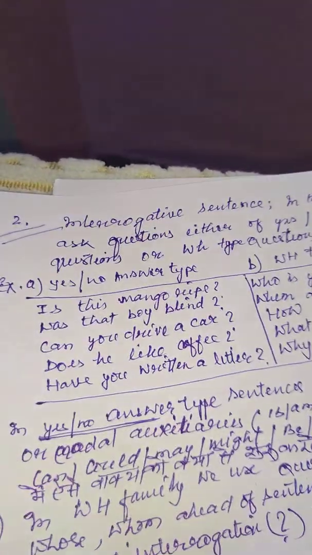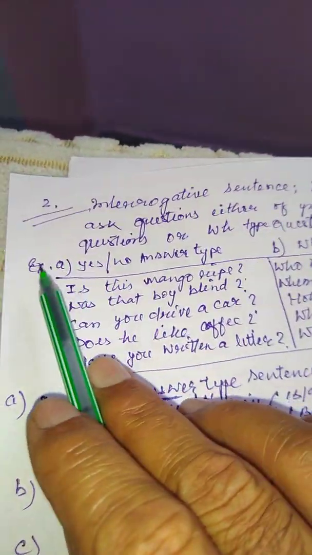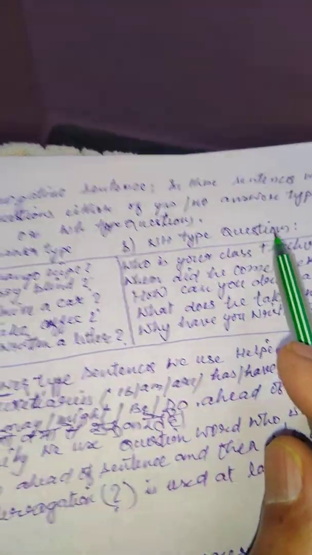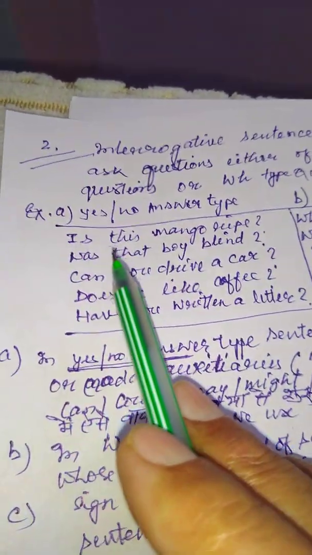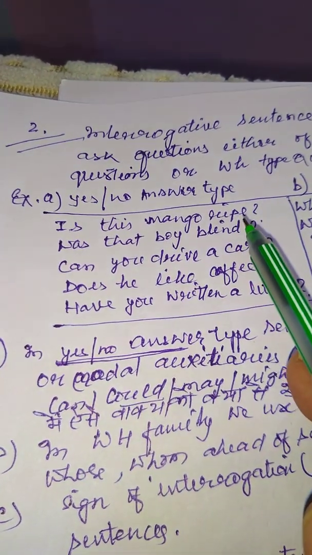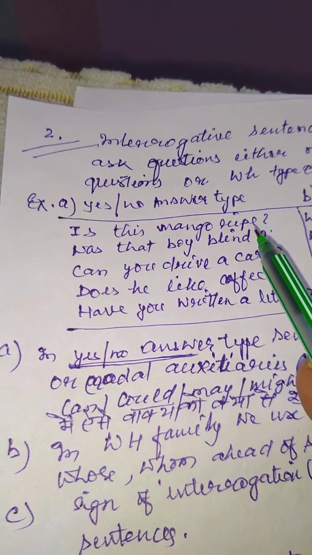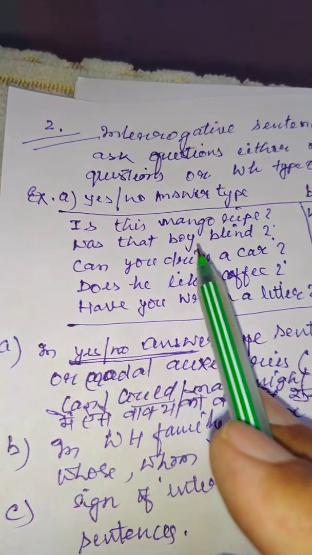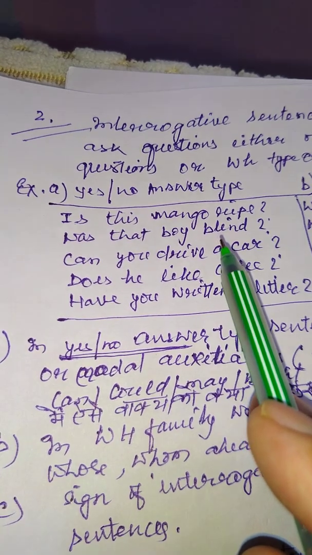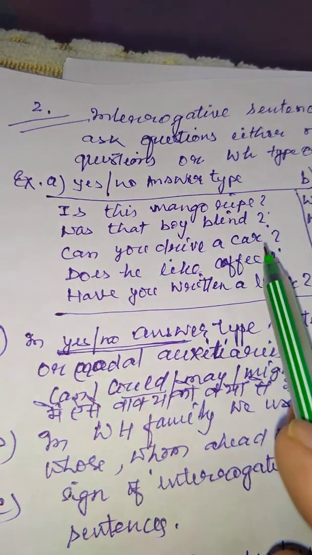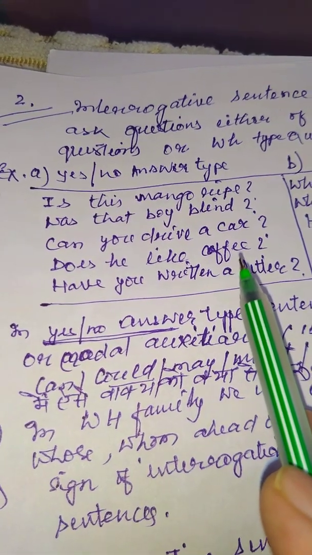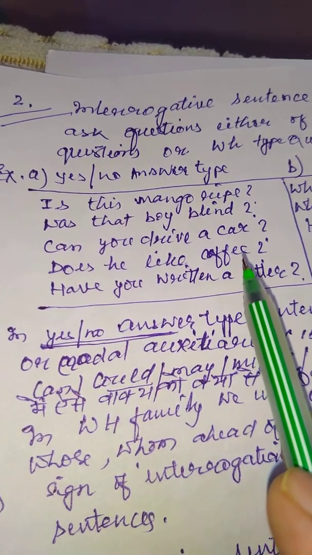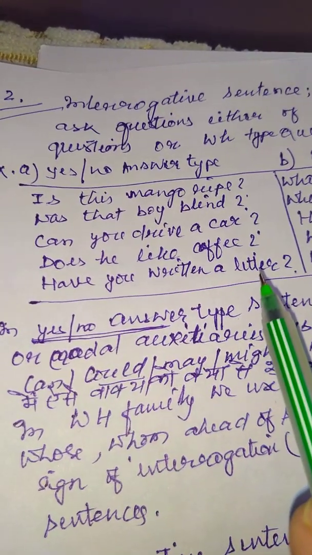Let us have some examples of these sentences. We have examples of the yes, no answer type and, on the other side, WH type questions. So the first example of the yes, no answer type is, is this mango ripe? क्या ये आम पका हुआ है? Second one, was that boy blind? क्या वो बच्चा अंधा था? Can you drive a car? क्या आप कार चला सकते हो? Does he like coffee? क्या वह कॉफी पसंद करता है? Have you written a letter? क्या आपने पत्र लिख लिया है?